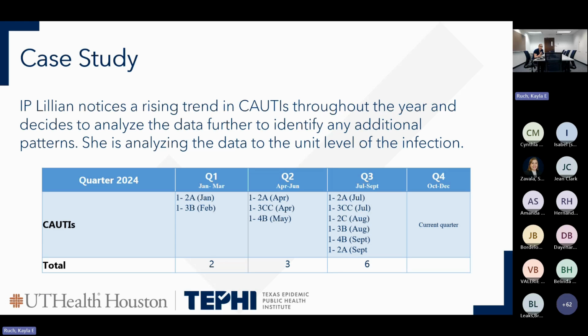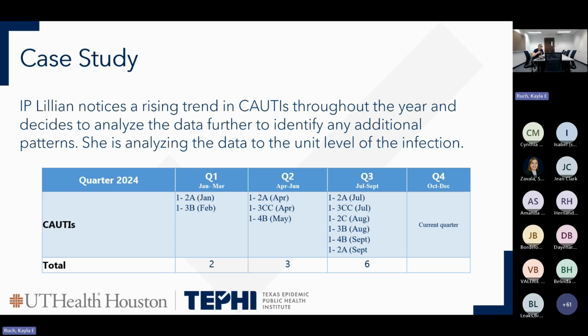So we're looking at Q1, Q2, Q3, the months and the locations in the facility. Each number, like 2A, 3B, is a specific unit within the organization. So you can see that in quarter 1, there's 1 CAUTI on 2A, 1 on 3B. In quarter 2, it's 1 on 2A, 1 on 3C, and 1 on 4B.